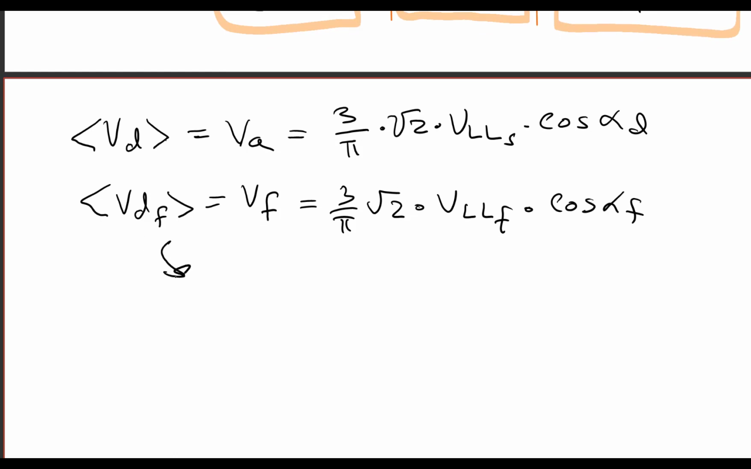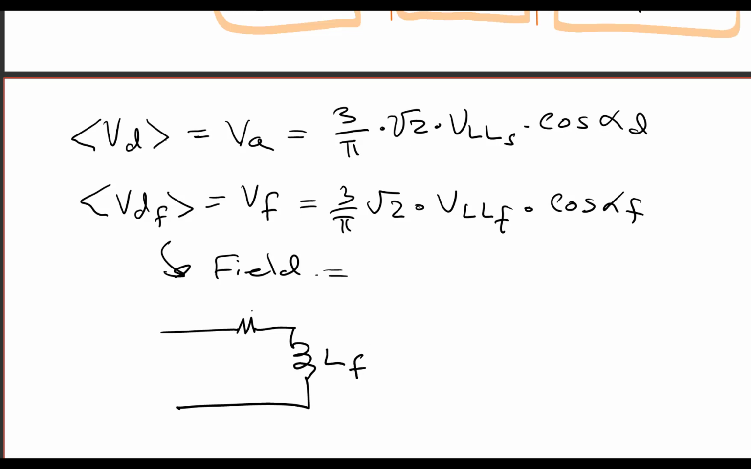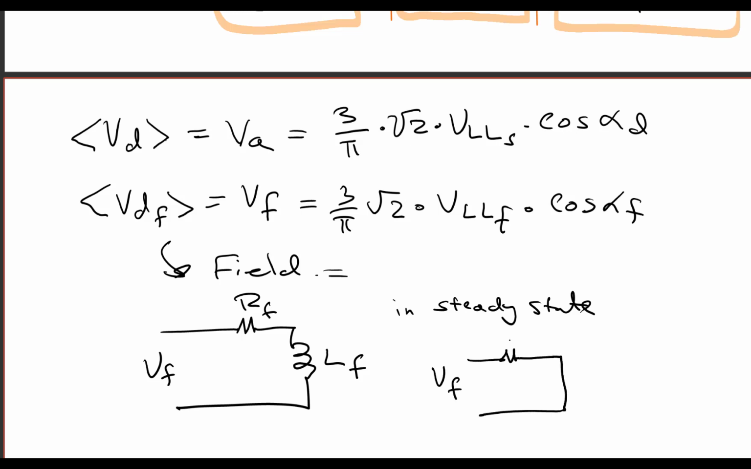For example, we'll talk about the field. The circuit looks like this. You've got a field inductance and a field resistance. In the steady state, the voltage V sub F is being applied to that. In the steady state, there's no voltage drop across the L sub F. So you have V sub F across R sub F, and that gives you I sub F.